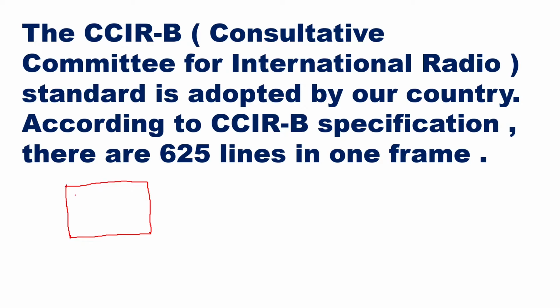Here you can see horizontal scanning lines which start from left to right, left to right, left to right. Like this you have around 625 lines. This is one picture, one raster. While doing this, we should also mention what scanning is.